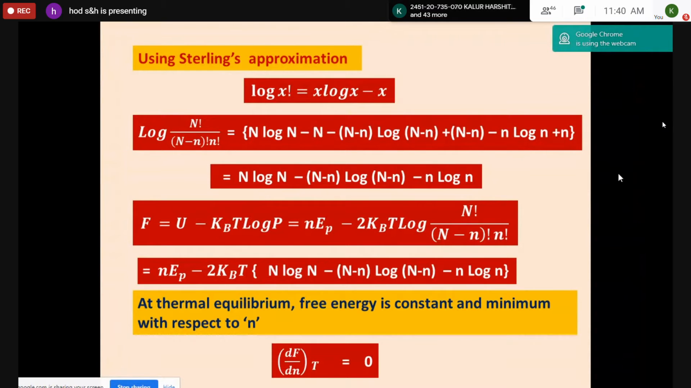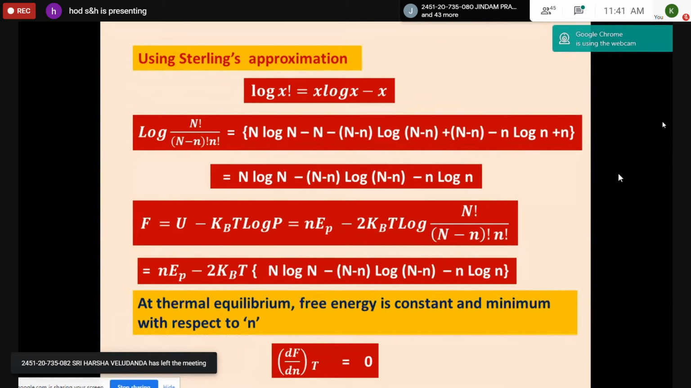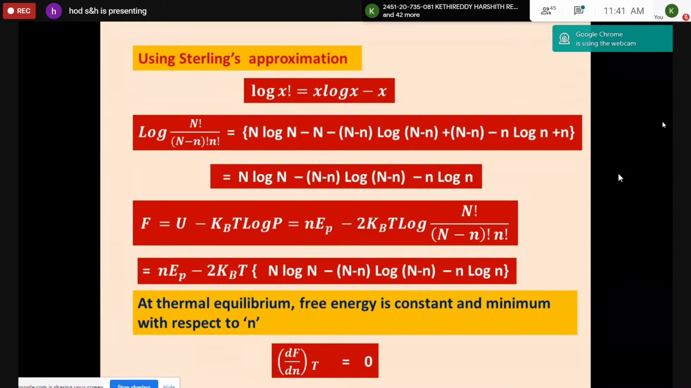Therefore, the free energy can be finally expressed as F is equal to nEp minus 2kBT times log N factorial by (N minus n) factorial into n factorial, which can be written as N log N minus (N minus n) log (N minus n) minus n log n. This is the final expression for the free energy. The entire procedure is the same as what we have taken for metallic Schottky effects. Only the number of ways will be changing.